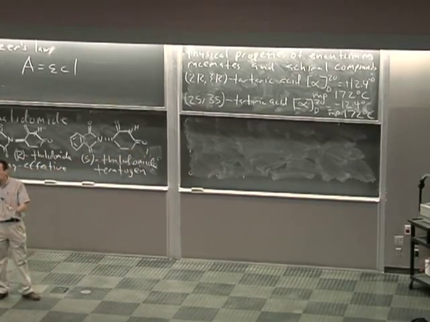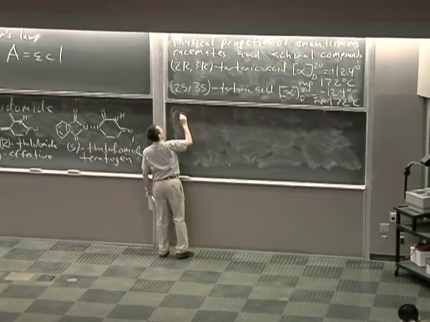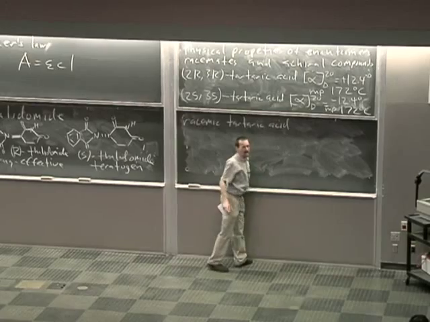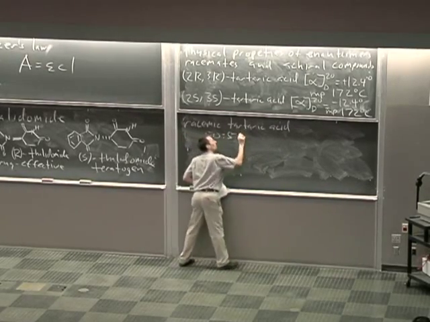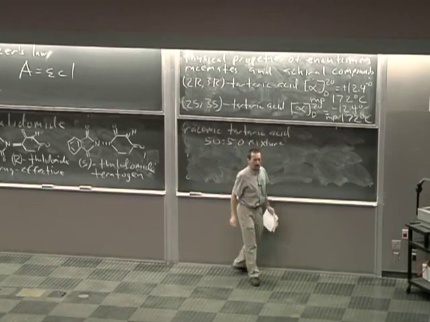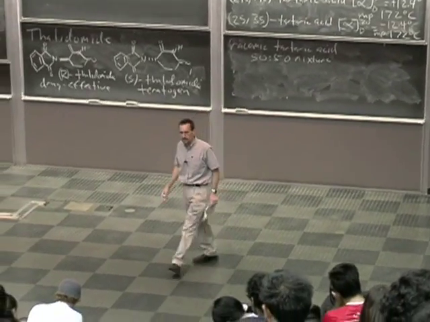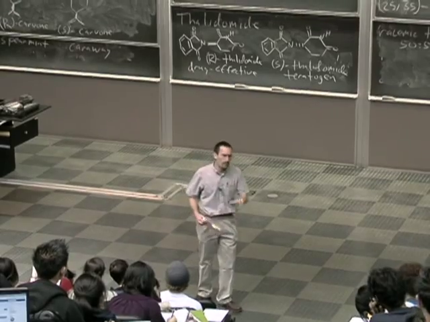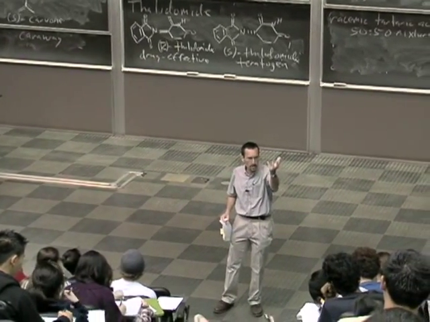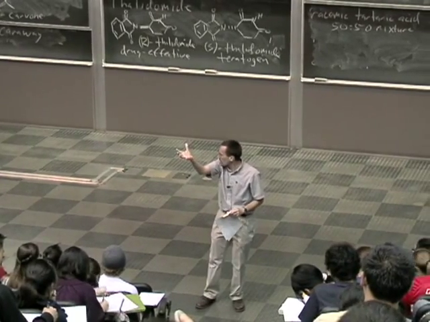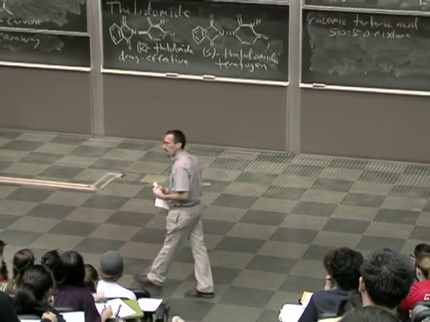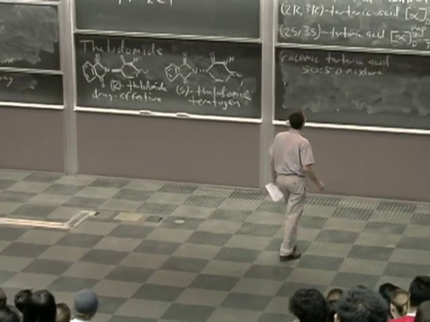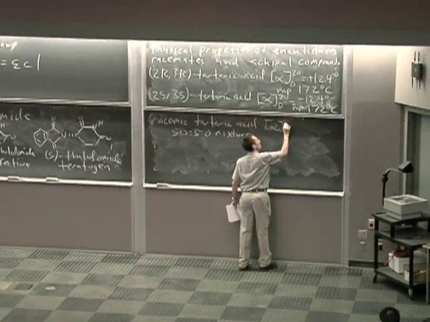Now, if we came to racemic tartaric acid, in other words, a 50-50 mixture of 2R, 3R, 2S, 3S tartaric acid, now we have a very different situation. For every right-handed molecule that rotates light in one direction, there's a left-handed molecule that's rotating light in the opposite direction. In other words, when the light passes through that sample, what's the net rotation? Zero, exactly. For a racemic mixture, the specific rotation is going to be 0.